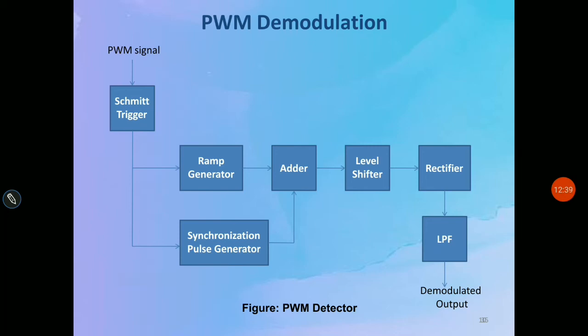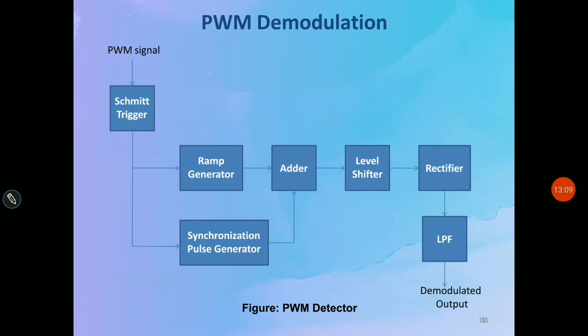So I will discuss the operation of this block diagram once again. Now the received PWM signal is applied to the Schmitt trigger circuit. The Schmitt trigger circuit removes the noise in the PWM waveform. That means if there is some noise in the PWM signal, then this noise can be eliminated by using a Schmitt trigger circuit.